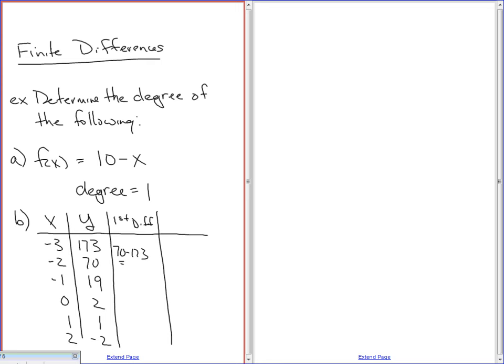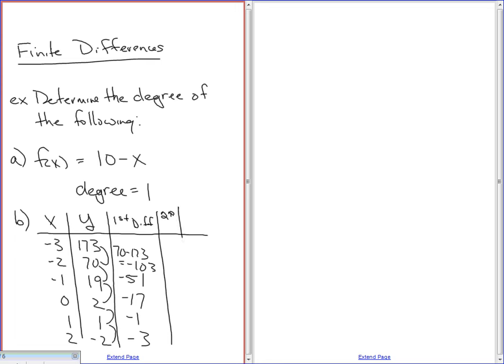So if you do that, this is negative 103, that minus that. This minus that is negative 51. This minus that is negative 17. This minus that is negative 1. And this minus that is negative 3. Okay. So the first differences don't match. Move on to the second differences.